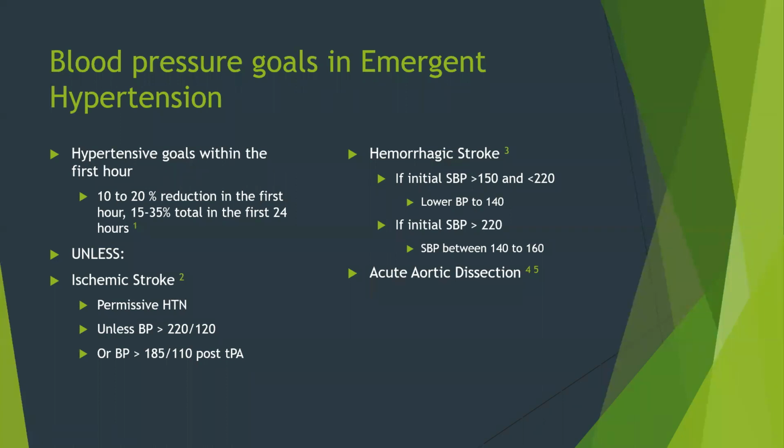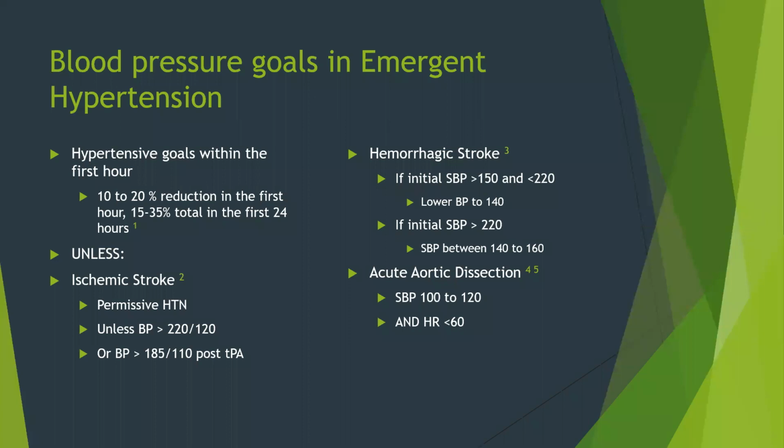The third condition is acute aortic dissection. For acute aortic dissection, you don't want that 10 to 20% reduction. You want to lower it all the way to a systolic blood pressure of 100 to 120. And you have a heart rate goal, actually, in acute aortic dissection. You want it to be less than 60.